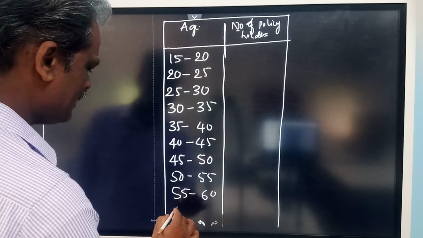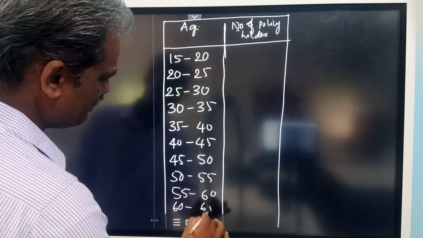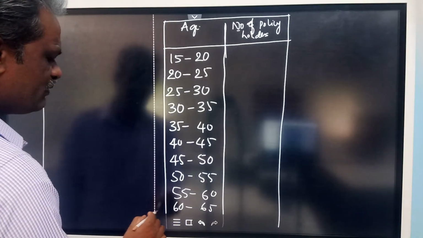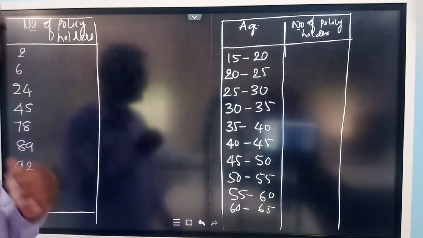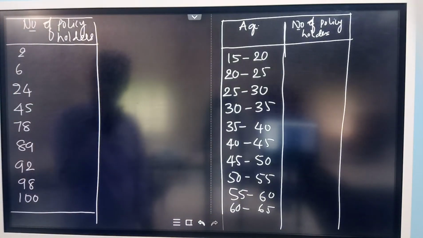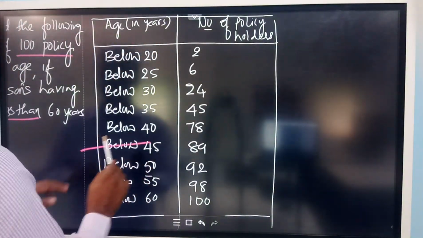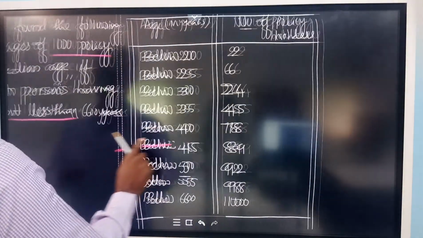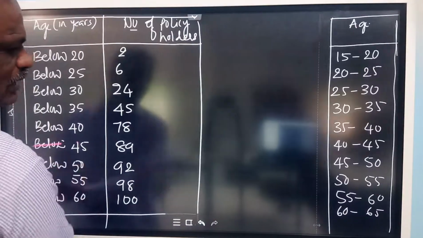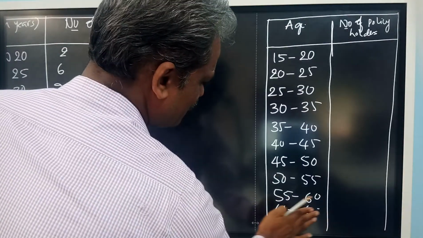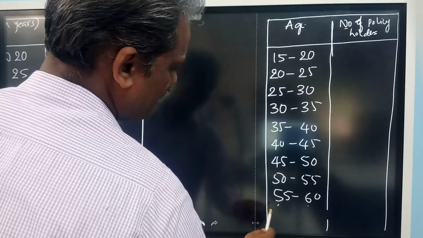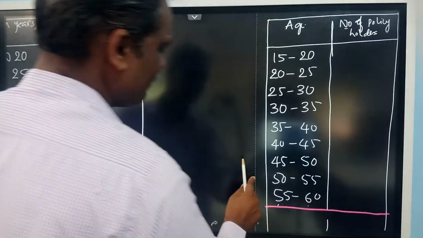Below 60 means 60 to 65 also you might think to take. But if somebody has the age of 60 years, less than 60 means 60 will not be there. So therefore no need of this one. Up to 55 to 60 is enough.